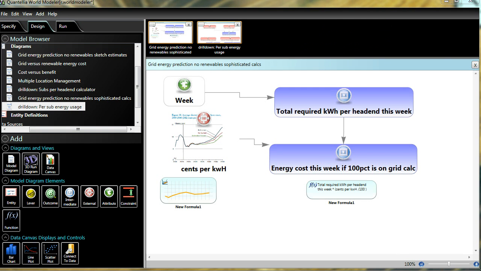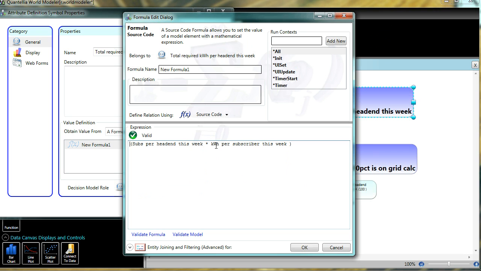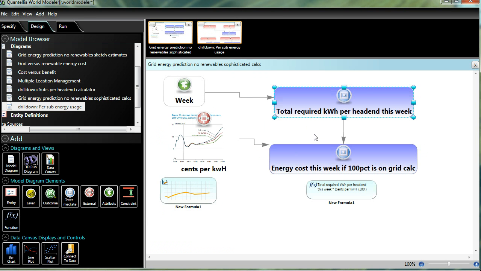So here's where we start to put this all together. We calculate the total required kilowatt hours per head end in a given week, and that's a function of the kilowatt hours per subscriber in a week. I'll just show you this formula here. So this is how much energy each subscriber uses, and then how many subscribers are anticipated to be supported by each head end. It's just multiplying those two numbers together to get the total kilowatt hours required at a head end. And then the question is, how much is that energy going to cost?